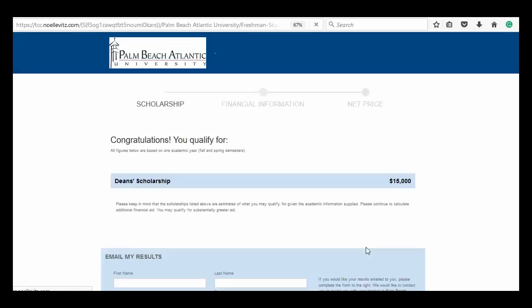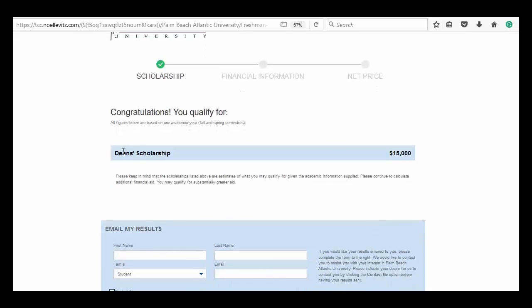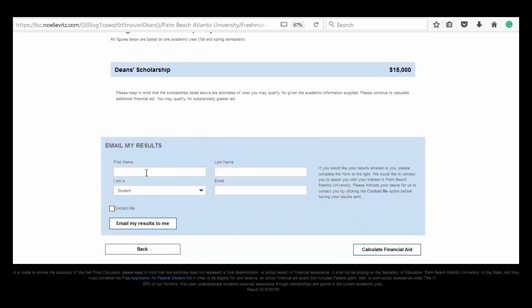So now they're going to show us what scholarships we qualify for. At this time, you qualify for a Dean Scholarship, which is $15,000. If you would like this emailed to you, this university is making that option available, which may be a great way to keep track of the net price calculators in the colleges or universities you have visited. But for today, I'm just going to calculate my financial aid.